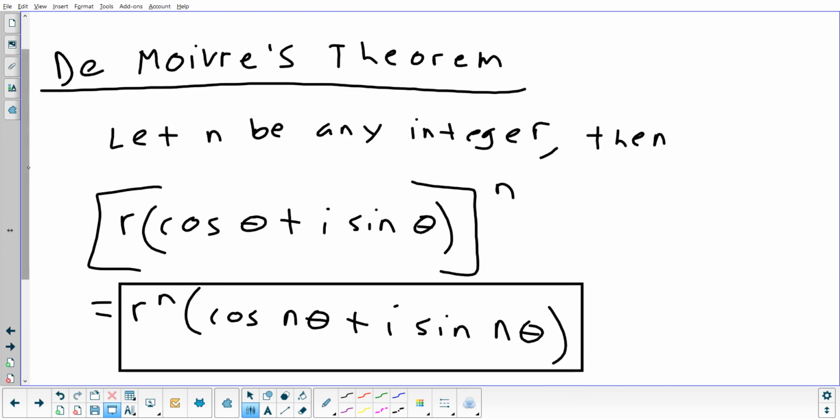And you're only going to ever have to worry about raising to integer powers. We're not raising complex numbers to like 2.7. We're not doing that.